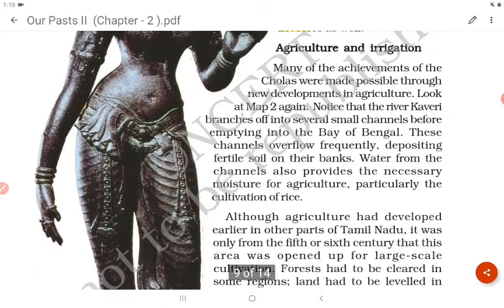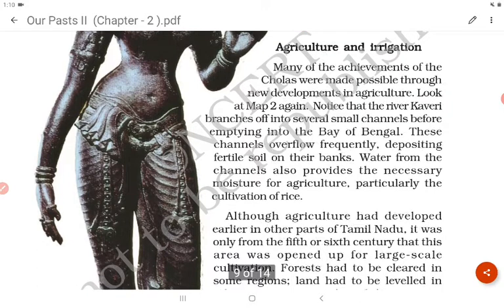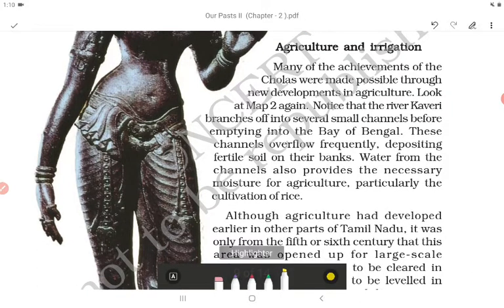Culture and irrigation. Many of the achievements of the Cholas were made possible through new developments in agriculture. Look at map 2 again. Notice that the river Kaveri branches off into several small channels before emptying into the Bay of Bengal. These channels overflow frequently, depositing fertile soil on their banks. Water from the channels also provides the necessary moisture for agriculture, particularly the cultivation of rice.